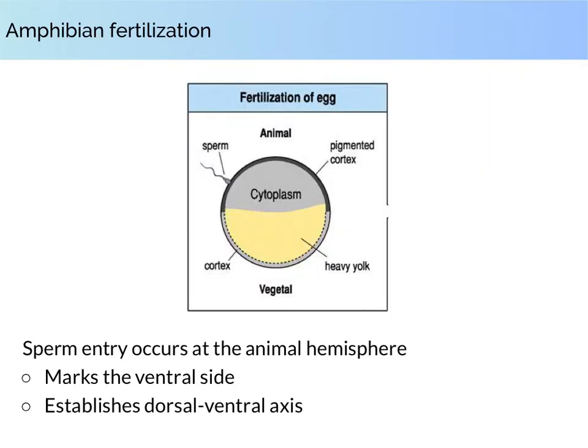In amphibian eggs, fertilization can occur anywhere in the animal pole, and the point where the sperm enters the egg is important because it's what determines the dorsal ventral polarity of the egg. The side where the sperm enters is going to become the belly or ventral side of the embryo, while the side that is opposite to the entry of the sperm is what's going to give rise to the back or the dorsal side of the embryo.